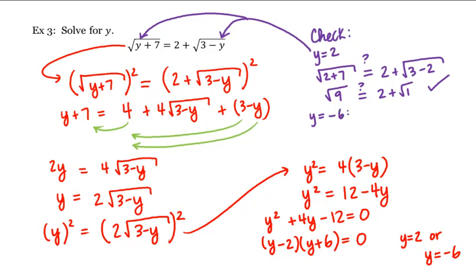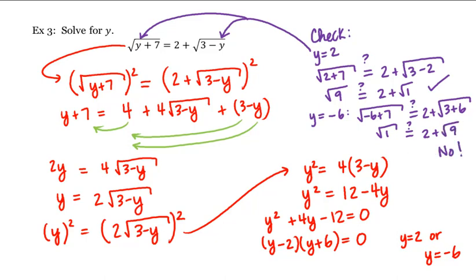What about y equal to negative 6? The question is, is the square root of negative 6 plus 7 equal to 2 plus the square root of 3 minus a minus 6, or plus 6? Or is the square root of 1 equal to 2 plus the square root of 9? And it's not, is it? Because the square root of 9 is 3. And 2 plus 3 is 5, and the square root of 1 is 1. And 1 is not equal to 5. So we need to cross off y equal to negative 6 here, which means our only solution then is y equal to 2.